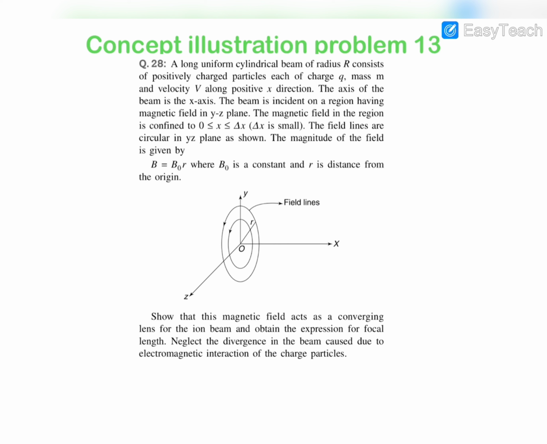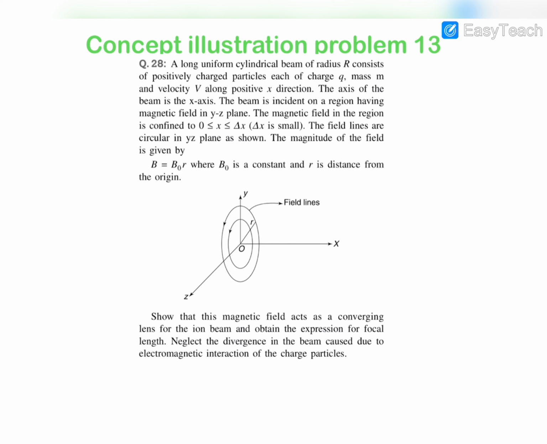In this video we are going to discuss a very important and very tough problem of magnetism. You can see that these are circular magnetic field lines which are in the YZ plane. It is very important to note that these field lines are in YZ planes and are concentric circles, because the magnetic field is radial, so B is equal to B naught r. This region extends to a distance of delta x in the forward direction, where delta x is small.